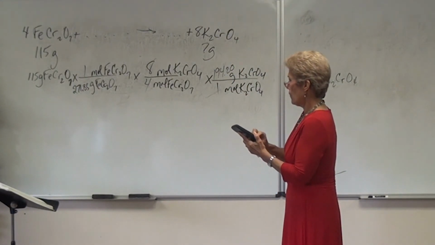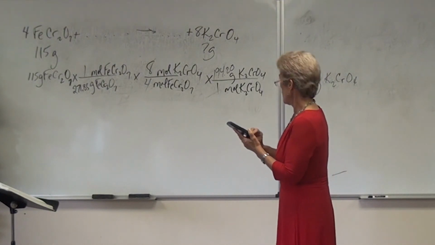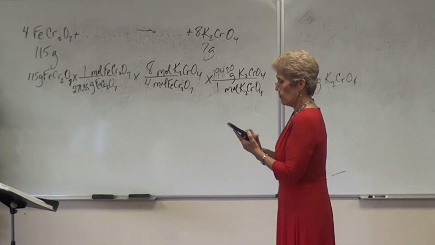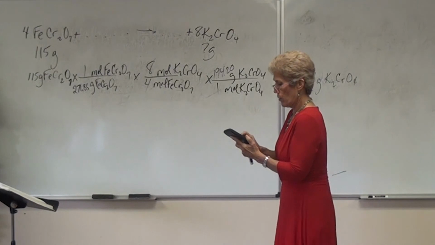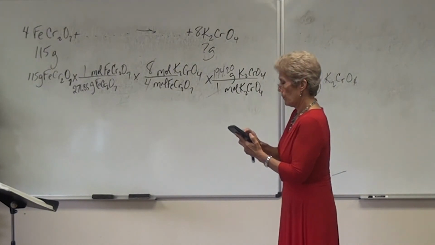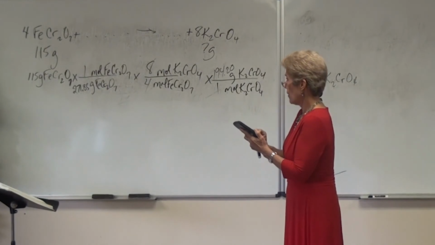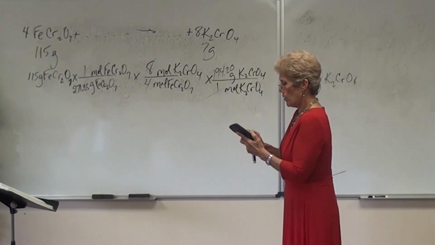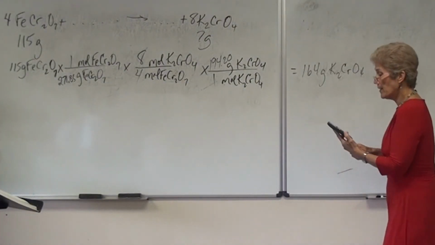Divided by 271.85 equals, times 2 equals, divided by 194.2 equals, wow, I got some weird number. Divided by 271.85 equals, times 2 equals, times 194.2 equals. Okay. Oh, I did get the same number.